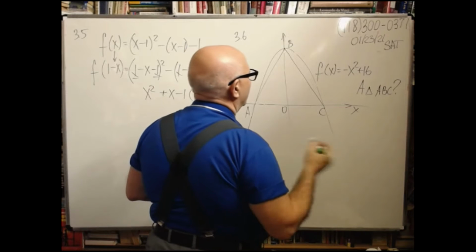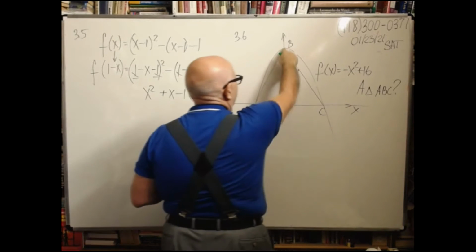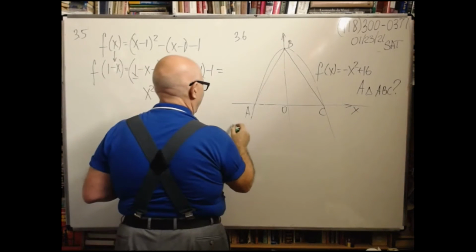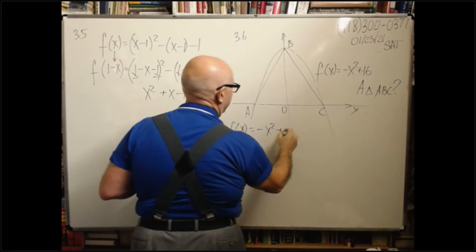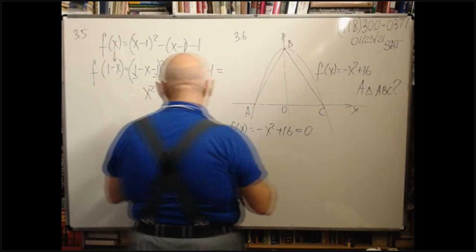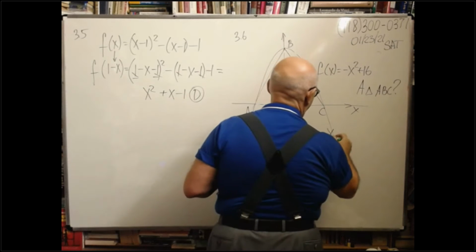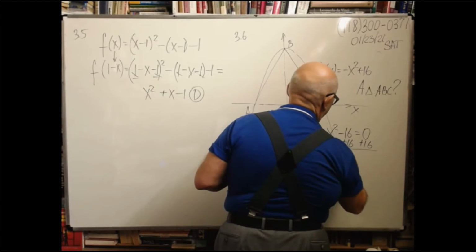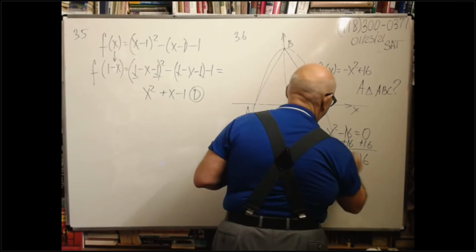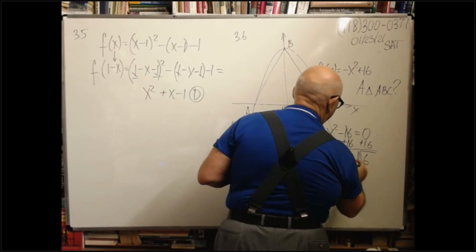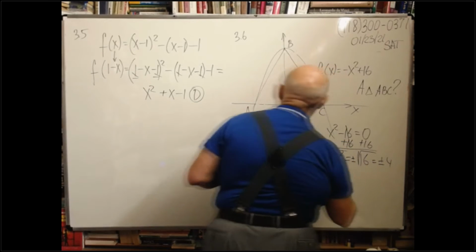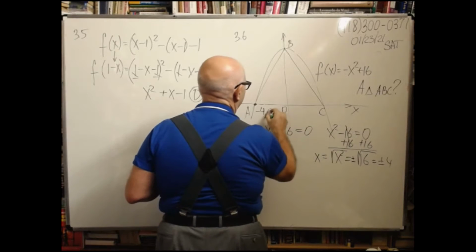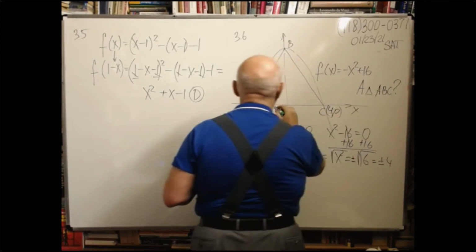Okay, well, how to find this area? First of all, I need to find base. To find base, y equals 0. So when this equals 0, I can easily find this axis, right? So step number 1. F of x, negative x squared plus 16 equals 0. Or if you multiply by negative 1, you get x squared minus 16 equals 0. Or plus 16 and plus 16, x squared equals 16. Take square root of both sides. Plus minus 4. So this is negative 4, 0. This is plus 4, 0. So far so good.